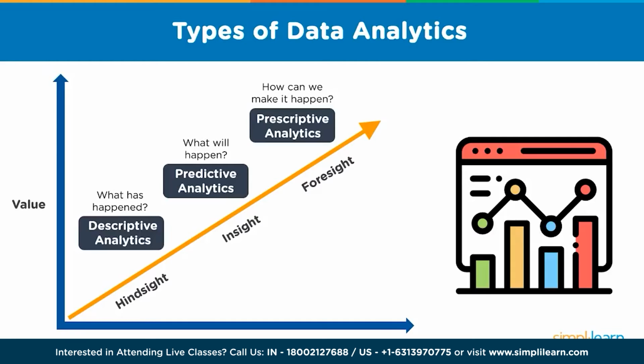The next one is predictive. Predictive analytics is what will happen next. We want to predict. This is great if you have an ice cream store and you want to predict how many people to work at the ice cream store on a certain day based on the temperature coming up and the time of the year.